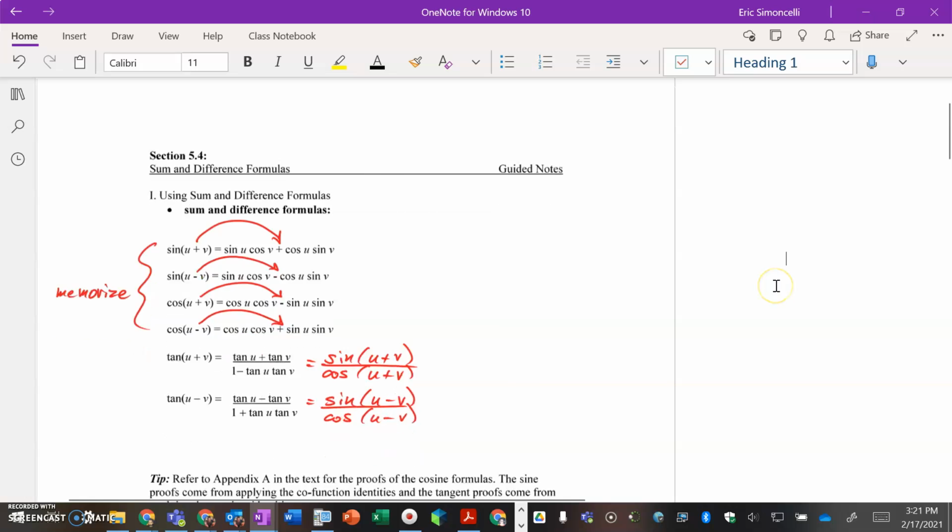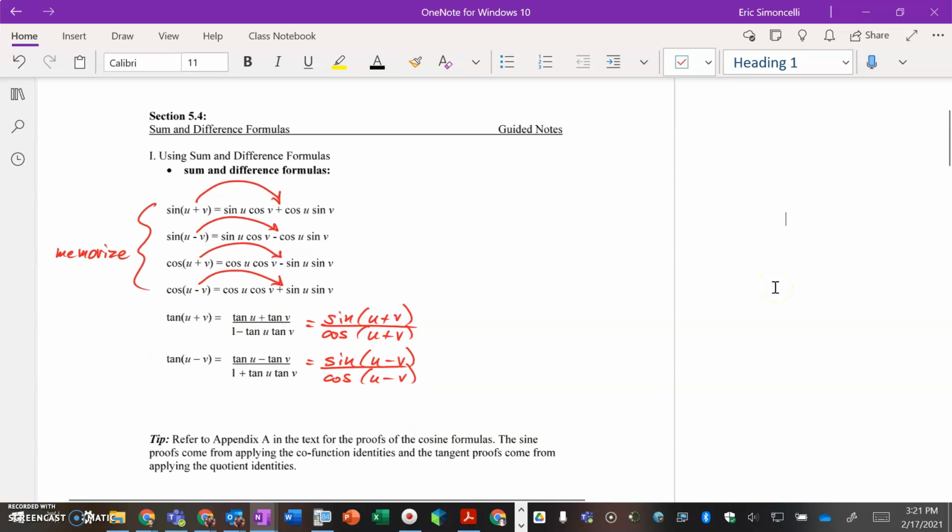So please take a look at those. You do need to know how to use those in context. Tip: refer to Appendix A in the text for the proofs of these formulas. The sine proofs come from applying the cofunction identities, and the tangent proofs come from applying the quotient identities. The cosine formulas in particular are the ones that they're suggesting you take a look at. And if you want, please take a look at that even before you start your homework as a good reference point.